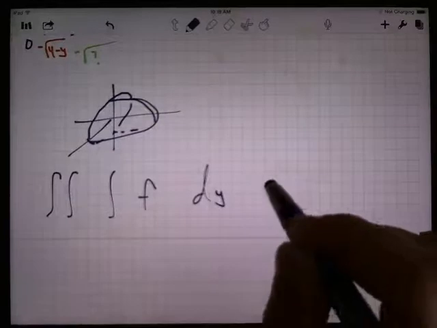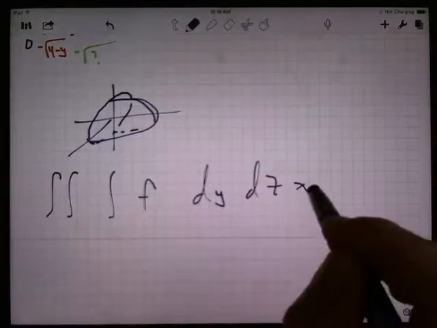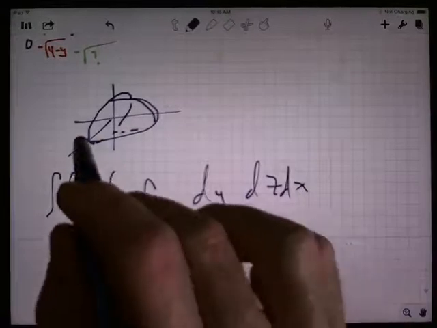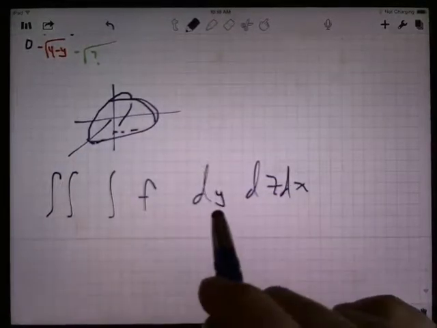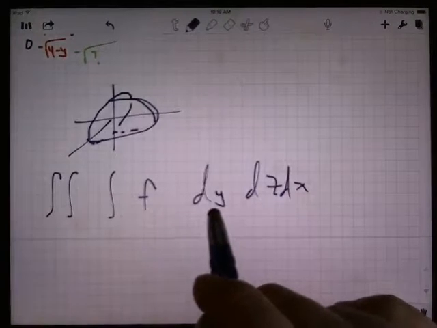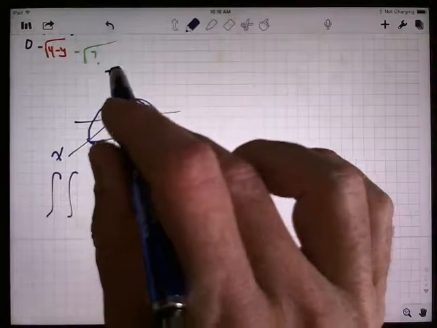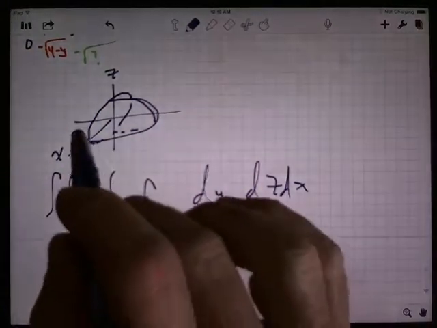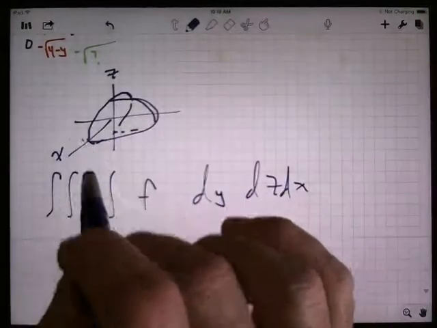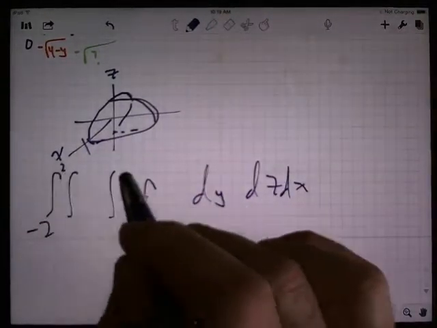Let's put the y on the inside and the z and the x on the outside. So with x on the outside, focusing on dy in the middle, I'm going to look at the xz plane. Essentially, I'm projecting everything over onto the xz plane. So what's the minimum x and the maximum x, which is minus 2 to 2.